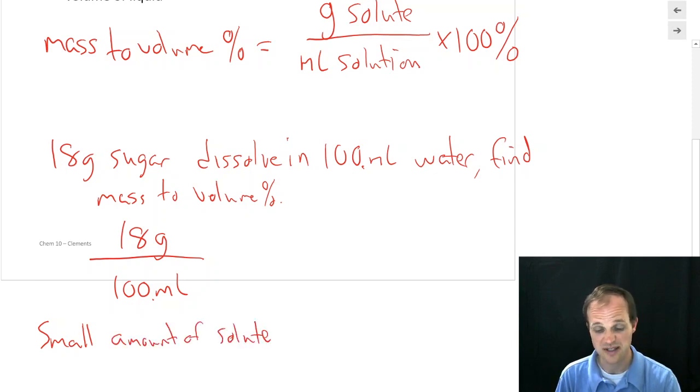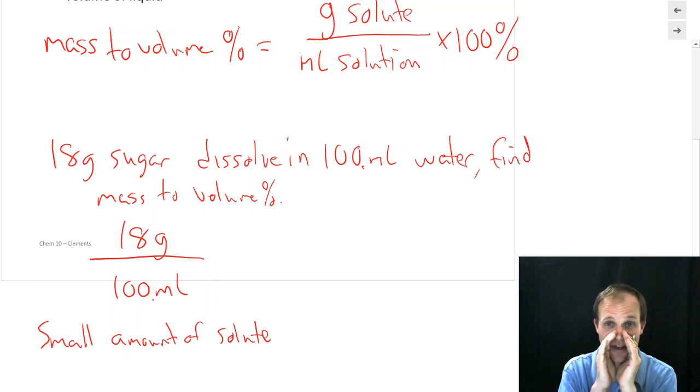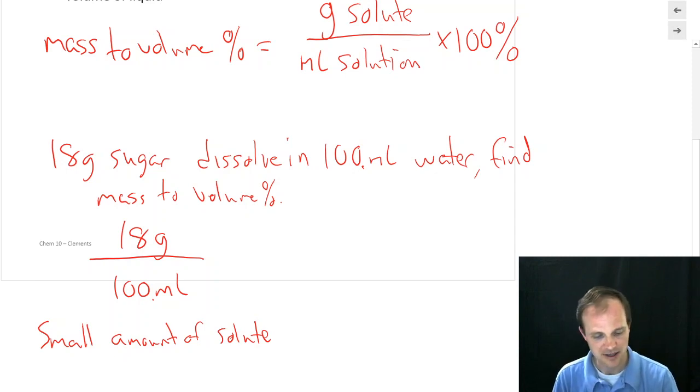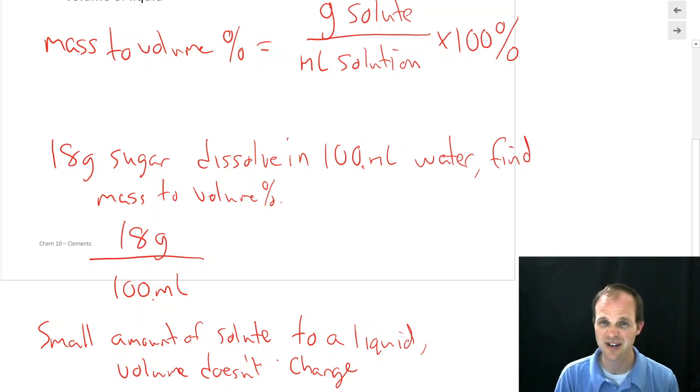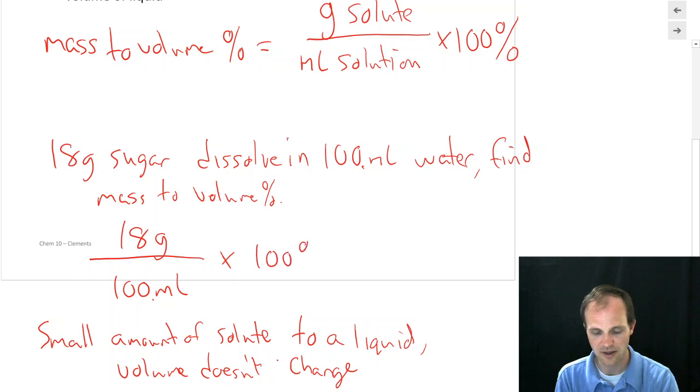and people always ask, what's small? Everything in this class where you're asked to do that is small. Okay, small amount of solute to a liquid, volume doesn't change. And we're going to use that in this class, that the volume doesn't change. And so we're going to assume that at the end we had 100 milliliters of water, because that's what we started with. 18 over 100 times 100% is 18%.